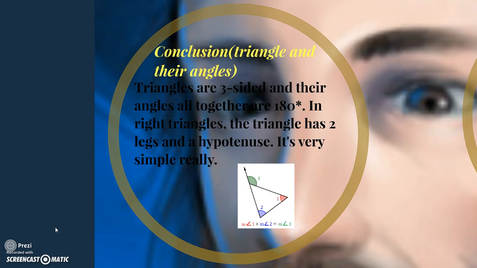Conclusion. Triangles and their angles. Triangles are three-sided and their angles altogether are 180 degrees. In right triangles, the triangle has two legs and a hypotenuse. It's very simple, really.